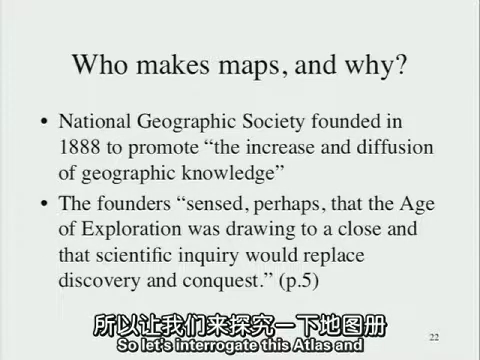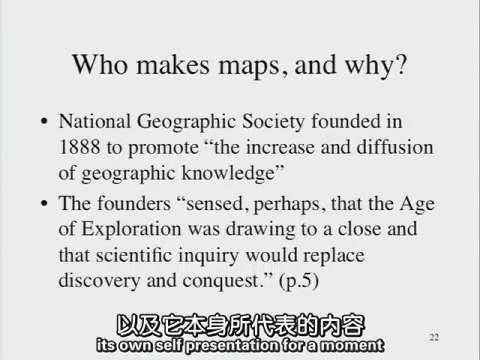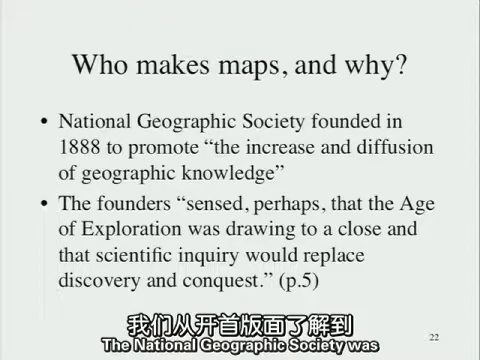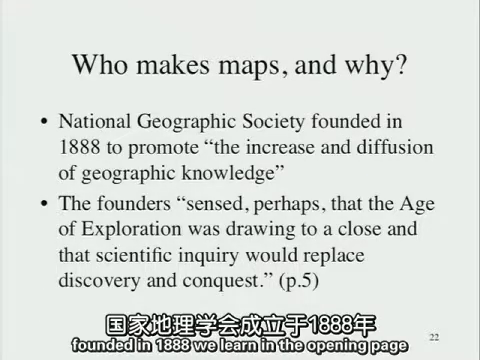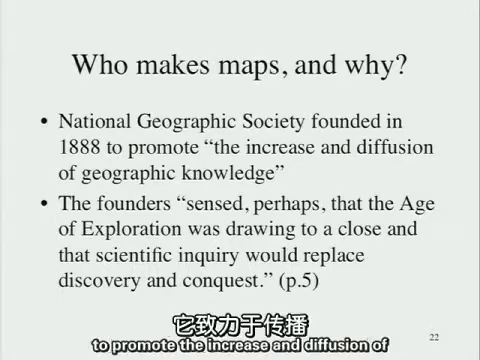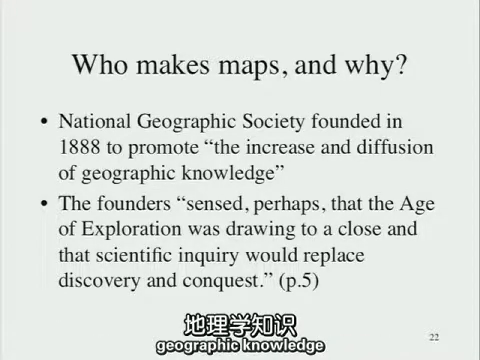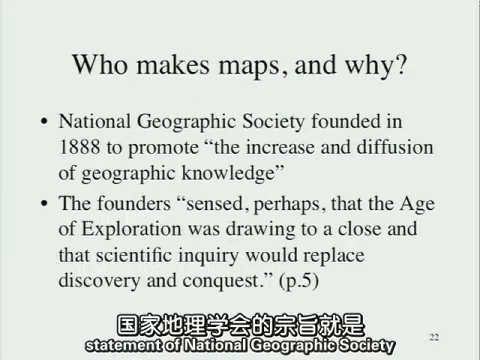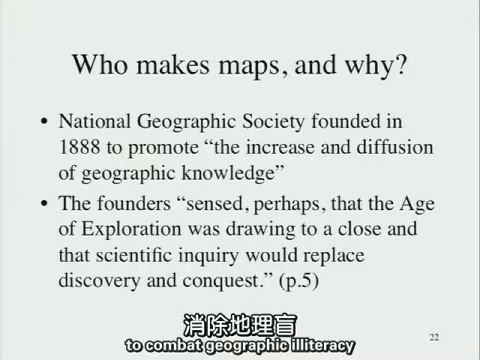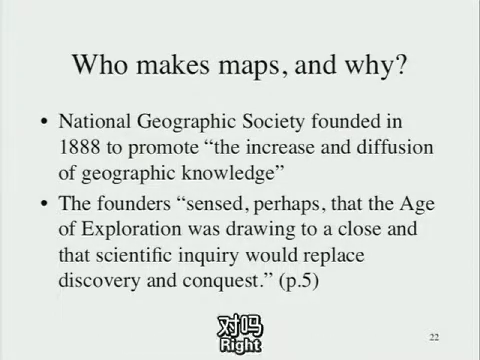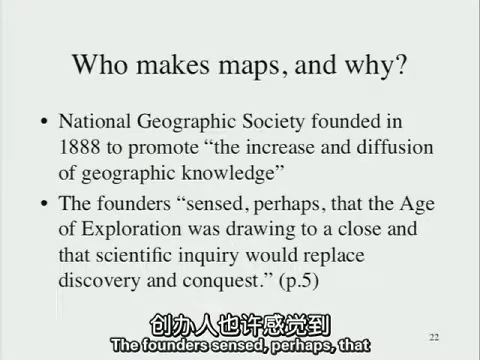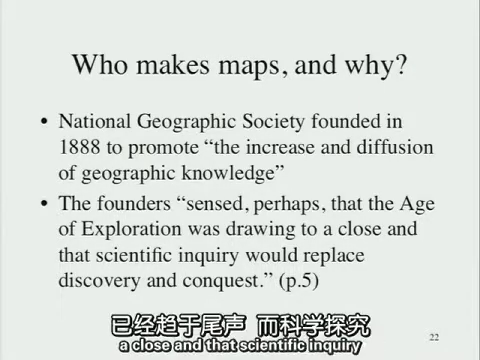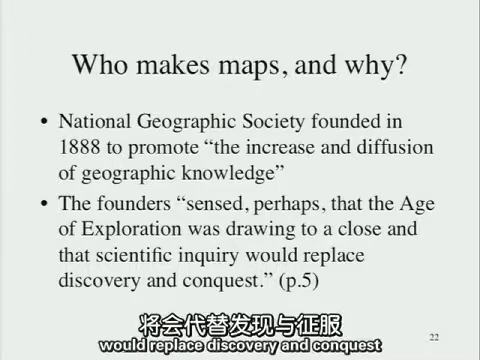So let's interrogate this atlas and its own self-presentation for a moment. The National Geographic Society was founded in 1888, we learn in the opening page, to promote the increase and diffusion of geographic knowledge. It's still in there, I believe, in the mission statement of the National Geographic Society to combat geographic illiteracy. Right? The founders, quote, sensed perhaps that the age of exploration was drawing to a close and that scientific inquiry would replace discovery and conquest.